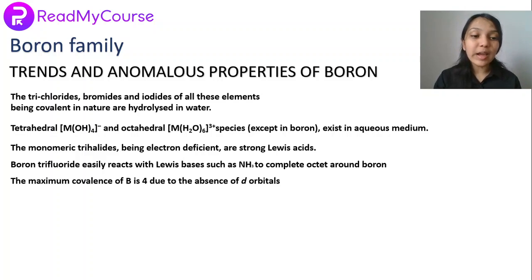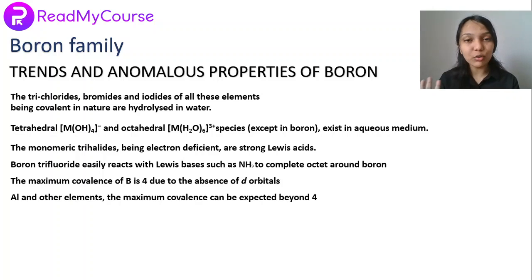And the maximum covalency of boron is 4, because boron has ns and np orbitals involved in it. So 1 s orbital, 3 p orbitals. So the maximum covalency is 4. And this is due to the absence of d orbitals. But in the other elements, the covalency can exceed 4 because of the presence of d orbitals and f orbitals involved in them.